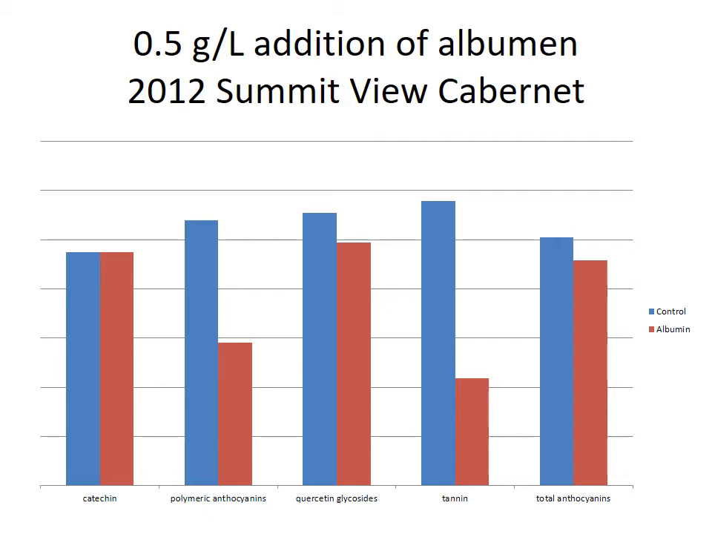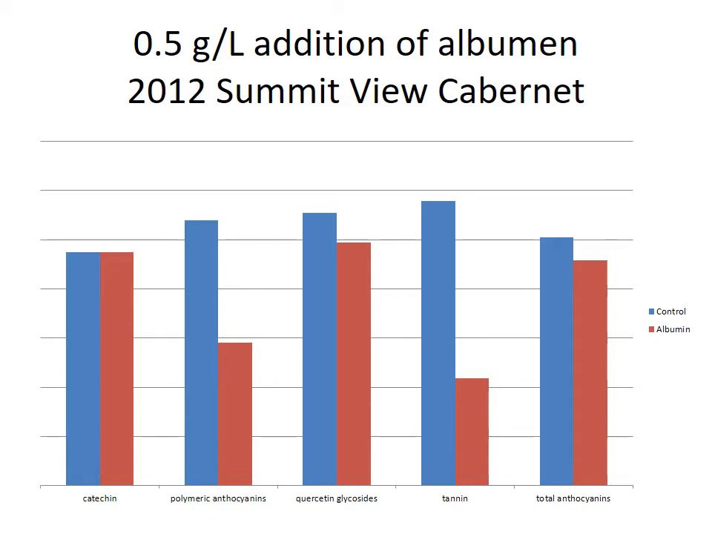But it left total anthocyanins alone and catechin alone. So again, those smaller phenolics it didn't really touch. But in terms of tannin and polymeric anthocyanins, it definitely reduced them. And so we see a wine that would be much softer in every way, shape, and form.